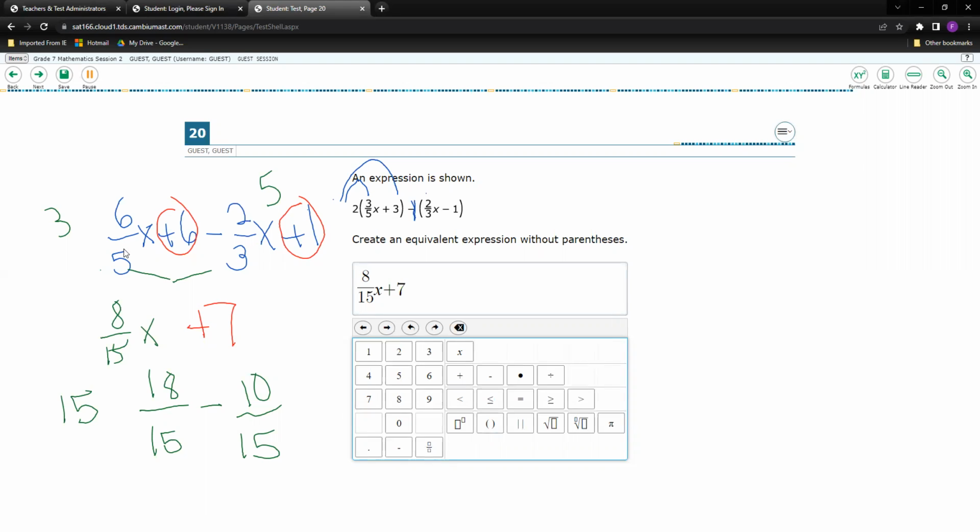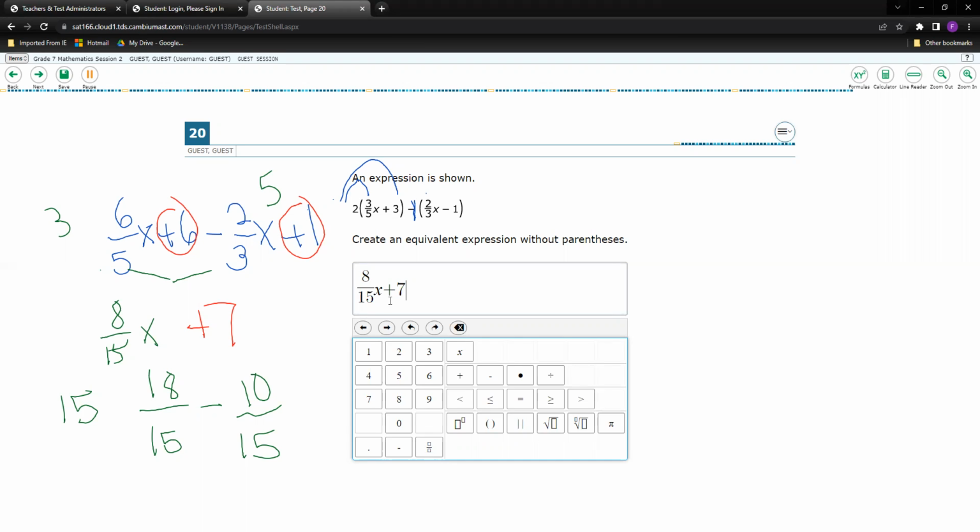2 times 3 is 6 over 5x, 2 times 3 is 6, negative, and then positive 1. 6 and 1 is 7, that's correct. The fraction is going to be the one that's going to be tricky because of the unlike denominators. Multiply it times 5 and 15. It's going to be 18 over 10. It's 8 over 15. That is correct.